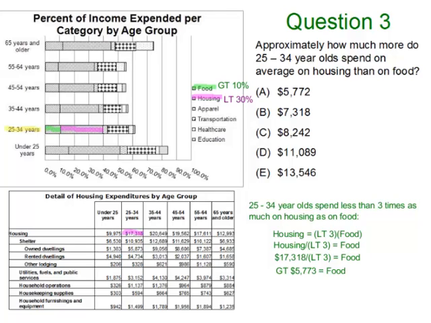Clearly a little less than a multiple of 3 to get from one of those to the other. So set up an equation. And here LT just stands for less than. So housing is less than 3 times the food amount. We can use that to solve for the food amount.